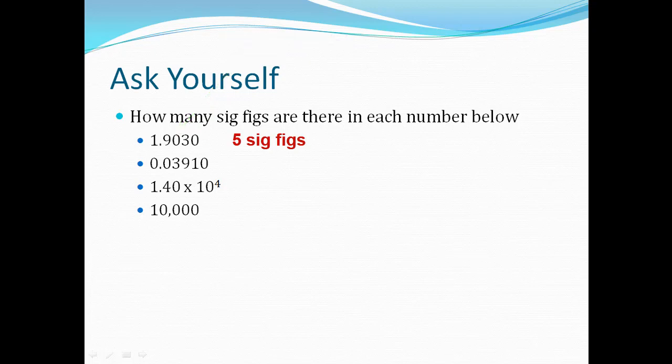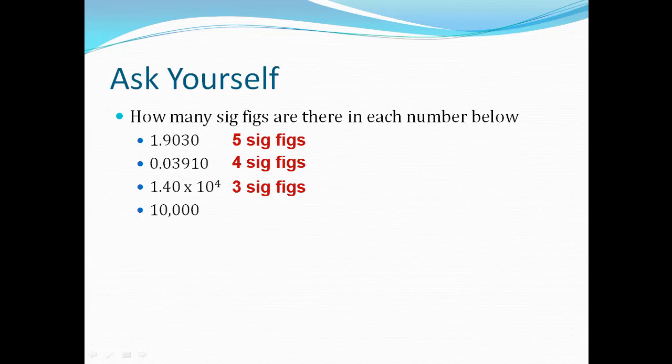What about number 2? Here we have zeros before the first non-zero digit. Those zeros do not count ever because they're just there to hold the place for that first non-zero digit, the 3. What about the 0 after? The 0 after counts because there's that decimal place in that number. So there's a total of 4 sig figs in that number. What about the third one? There's going to be 3 sig figs in that one because, again, there is a decimal place, and that 0 counts because I see that decimal place in that number.